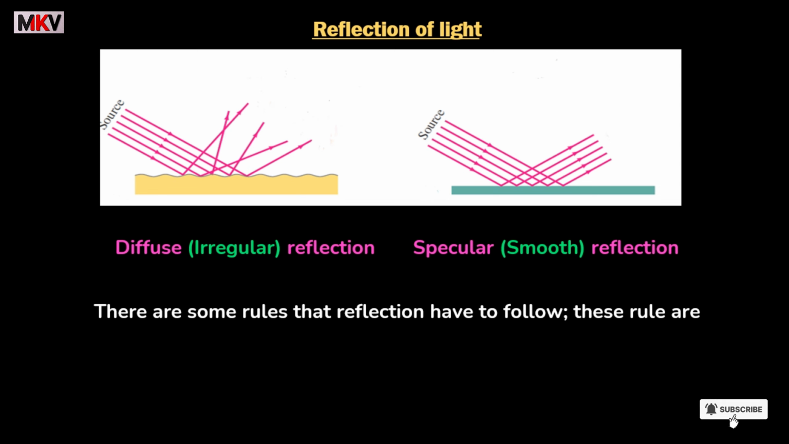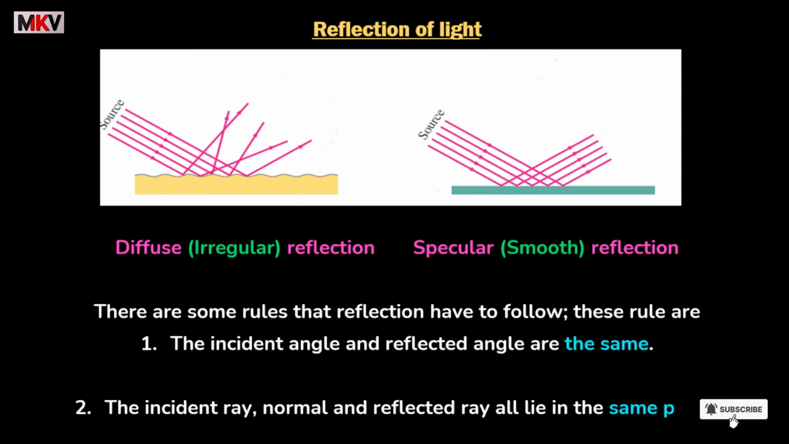So now there are some rules that reflection has to follow. These rules are, first, the incident angle and the reflected angle are always the same. They are always the same. And this rule applies only to smooth surfaces. The second one is that the incident ray, the normal, and the reflected ray all lie in the same plane. So this is how reflection of light occurs, the properties and the rules that govern the reflection of light.